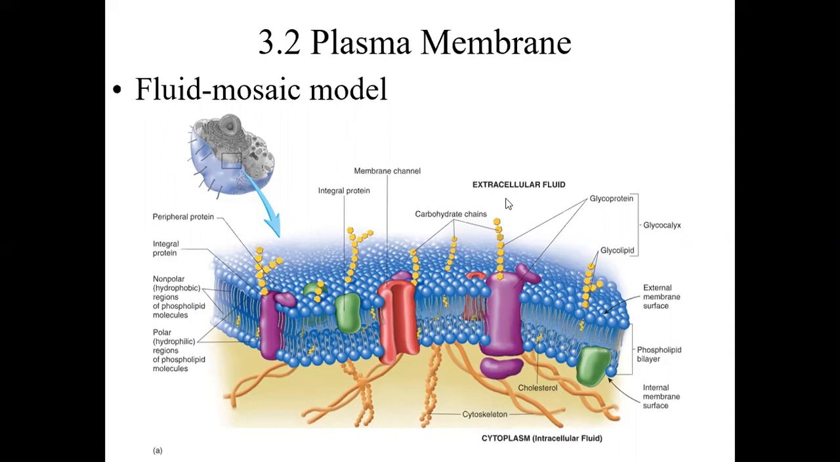In the picture here, you see an example of a cell membrane, and it has different types of molecules embedded in it. There are some protein molecules here, some carbohydrate molecules here, and cholesterol molecules scattered throughout, and this is fluid in that these molecules can move around in the cell membrane. And it's a mosaic, which means it has different types of molecules embedded in it.